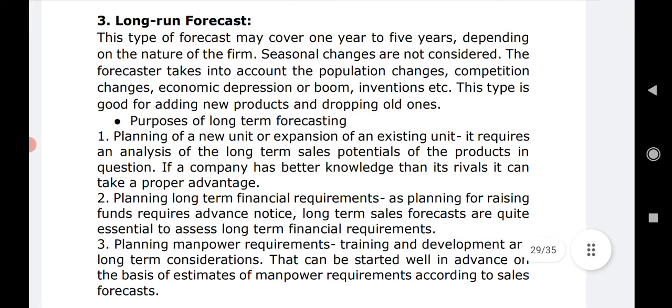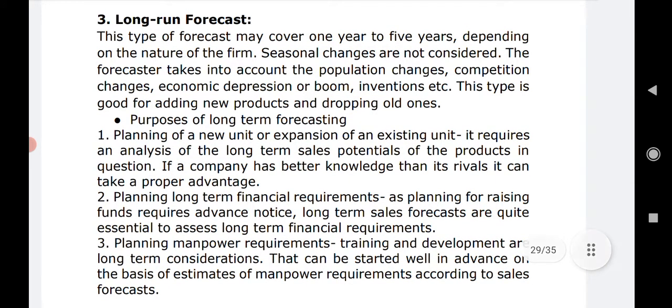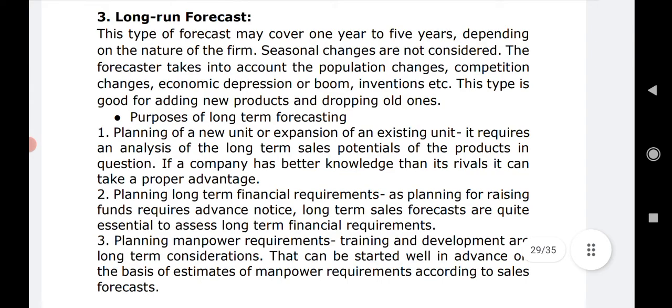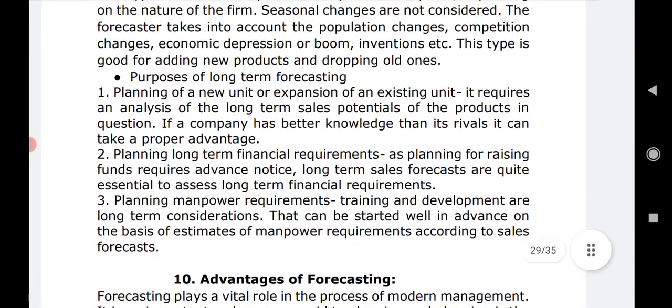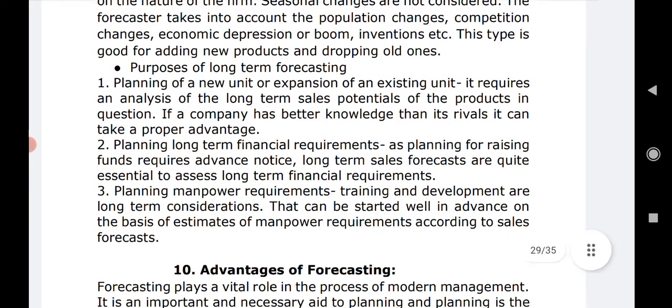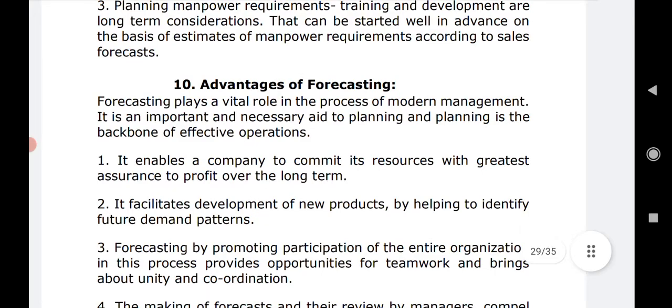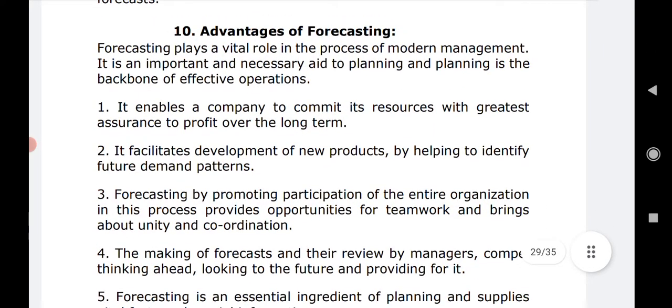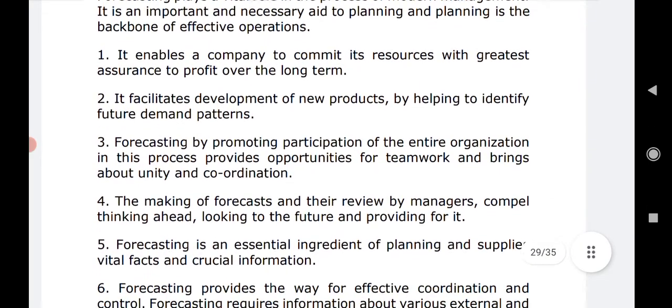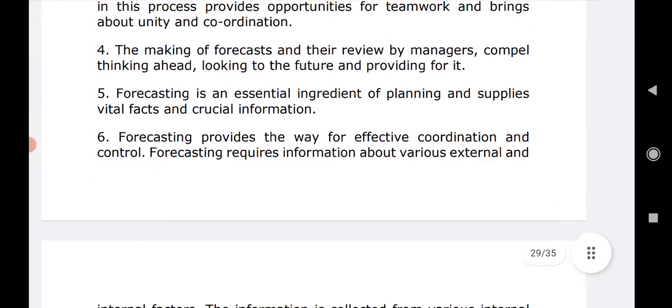Say it may even take for adding the new products or dropping old ones. These decisions can be taken up after the long run forecast, right? Again, different purposes of the long term forecasting is shown here. Here there are advantages of forecasting. They are more or less same as compared to what importance we have seen earlier, right? So this is all about that.